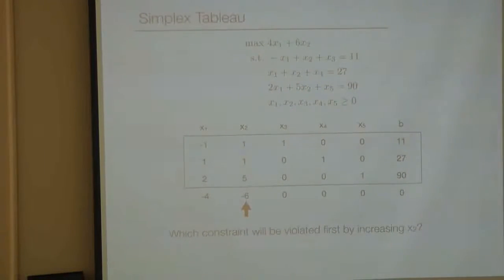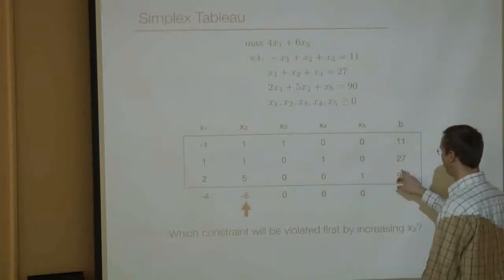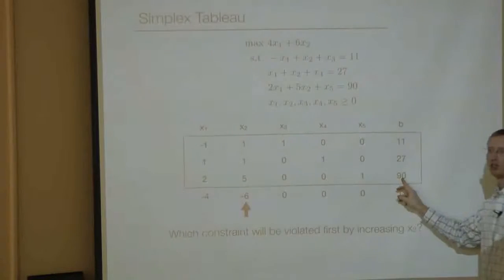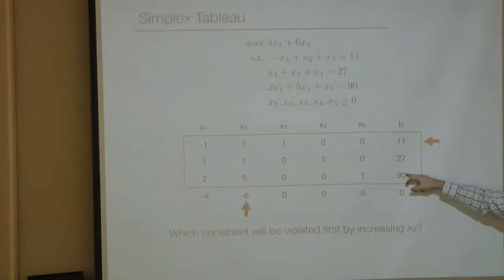Okay, so now we have two candidates. Which of them will be violated first by increasing x2? Actually, the one which has the lowest ratio between this right-hand side and this leading coefficient. Okay, so the ratio here is, what's 90 divided by 5?